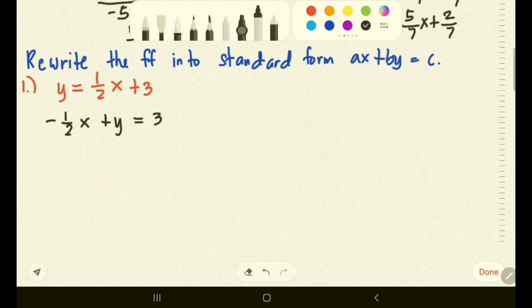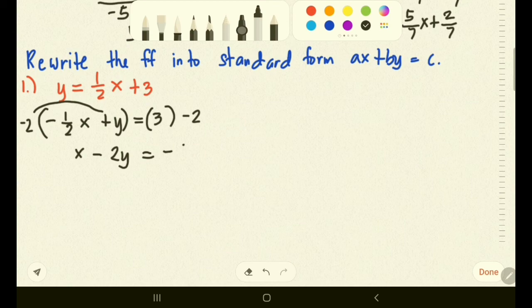Since you have negative 1/2 as the numerical coefficient, to get rid of negative 1/2, just multiply each side by negative 2. Negative 2 times negative 1/2 is equal to 1, so that's 1x, or just x. And then negative 2 times y is negative 2y. And then 3 times negative 2 would be negative 6. Okay, that's it.